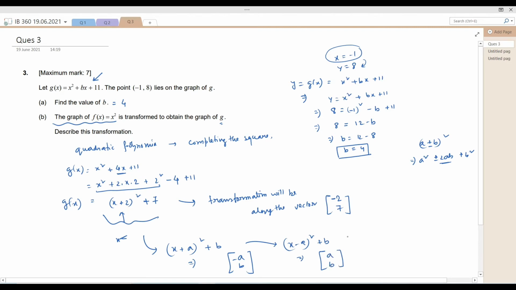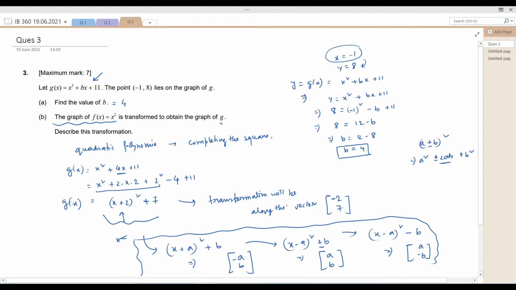Or if it is minus in this constant term, that is (x minus a) whole square minus b, then the vector will be (a, minus b). Okay, so these are the samples that I have just given you. So the transformation will be along the vector (minus 2, 7), or you can say the shifting will be like this. If this is the graph of x square, let me tell you in more detail.